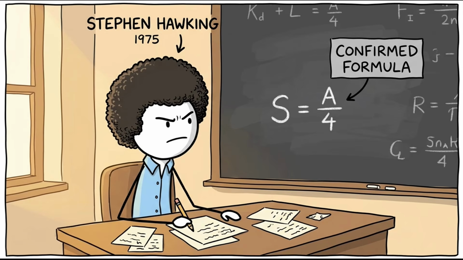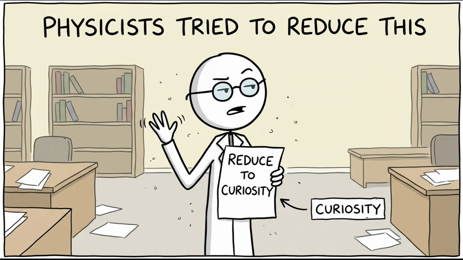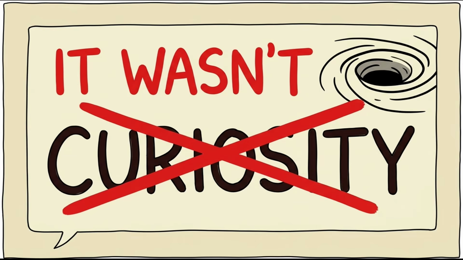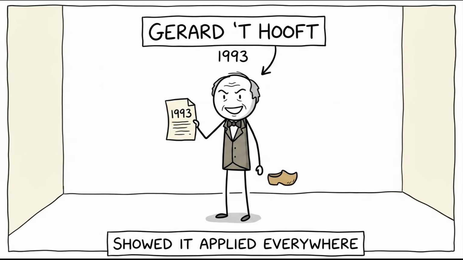Stephen Hawking confirmed the formula 2 years later in Communications in Mathematical Physics, deriving it from quantum field theory in curved spacetime. Every physicist who tried to break it failed. Physicists tried to reduce this to a curiosity. It wasn't. They tried to say it only applied to black holes. Gerard 't Hooft showed in 1993 it applied everywhere.